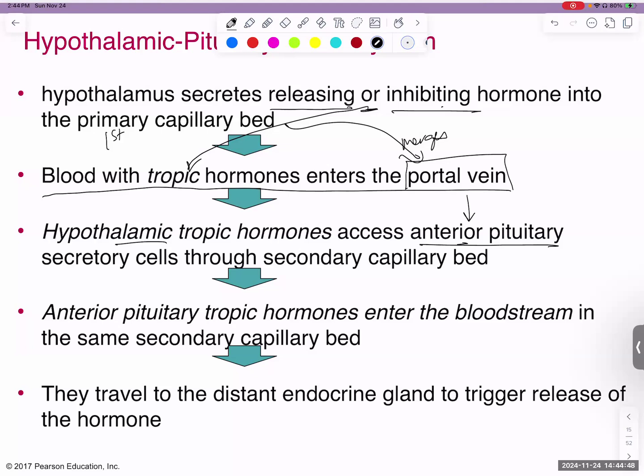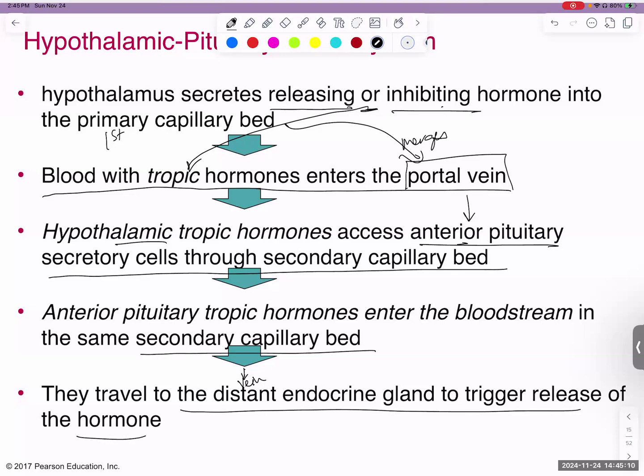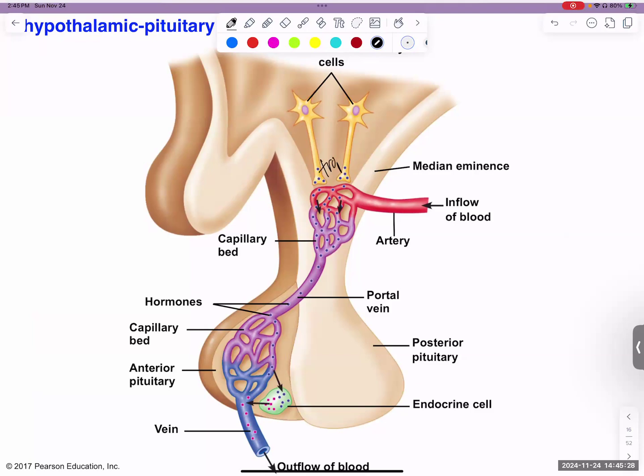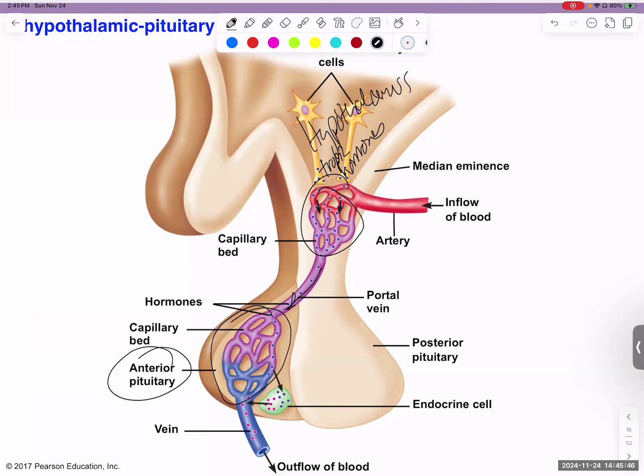And these tropic hormones are going to cause the anterior pituitary to secrete what they're being told to by the hypothalamus. So the anterior pituitary tropic hormones enter the bloodstream in a secondary capillary bed, which then becomes a new portal vein and into the bloodstream that go to the distant endocrine glands or target organs of that hormone. And so when we look at it, we have tropic hormones being created in the hypothalamus, being sent into this capillary bed, which becomes a portal vein. They all merge to a portal vein, which becomes a second capillary bed, in which the anterior pituitary endocrine cells are secreting into the next portal vein that then goes into your bloodstream.